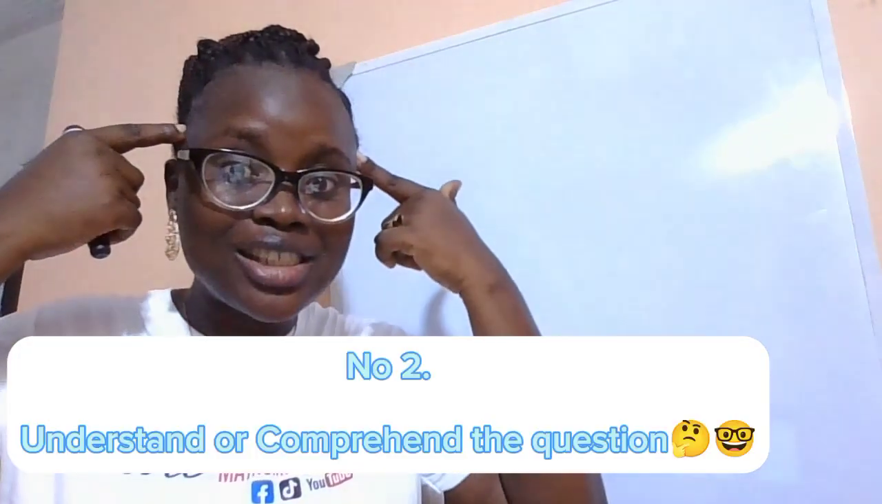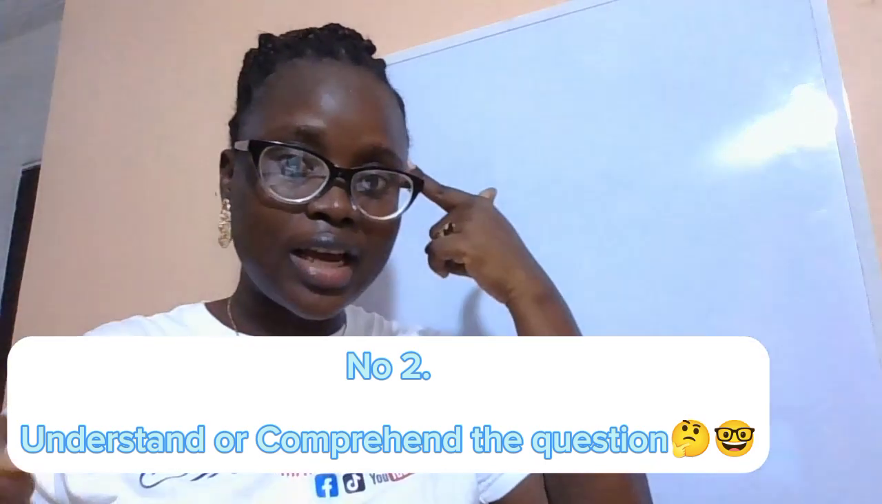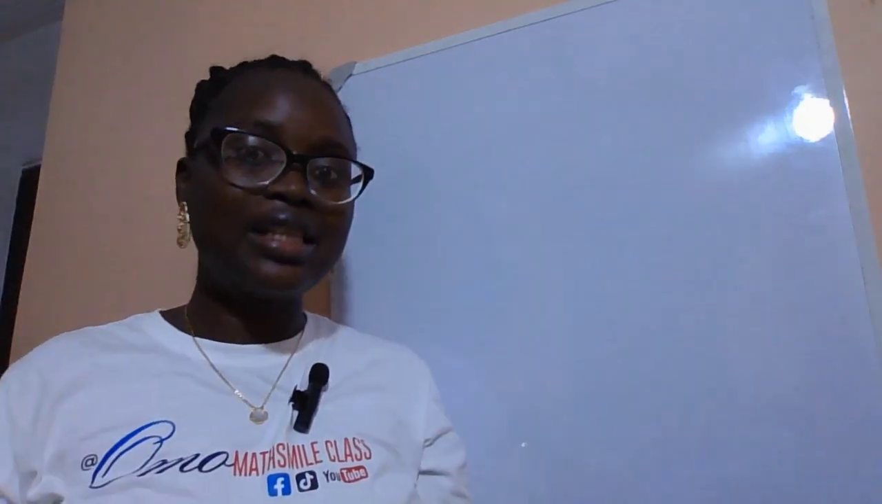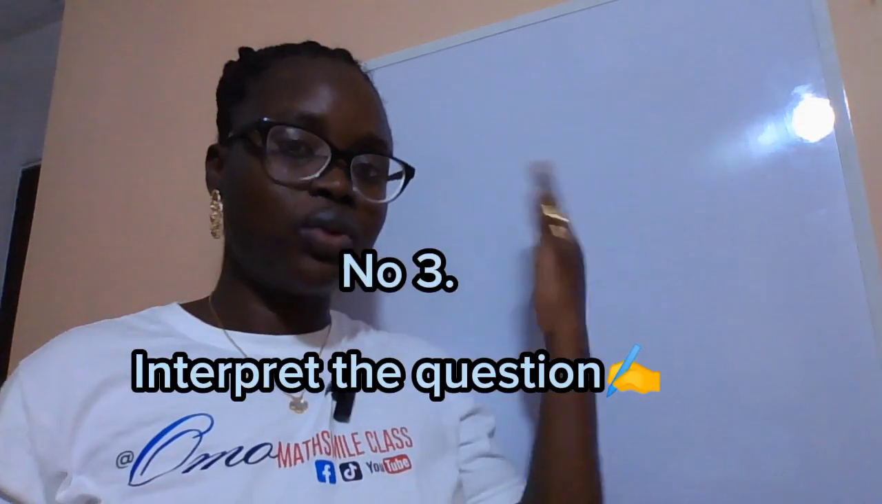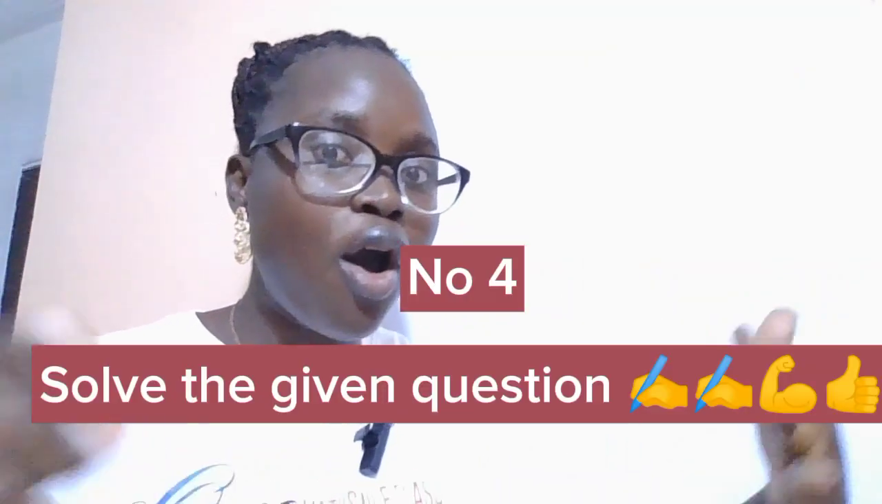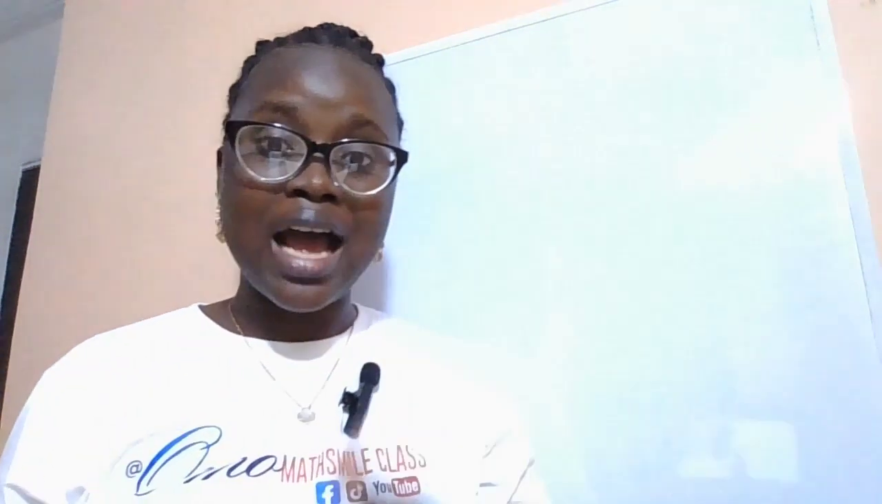Number 1, make sure you read the question. Number 2, make sure you understand or comprehend the question. It is very important. Do we get that? Now, the third rule is that you can interpret the question. Then after interpreting the question, you can now go ahead and solve the question. So we are going to be observing that rule as we solve the question shown on the screen.